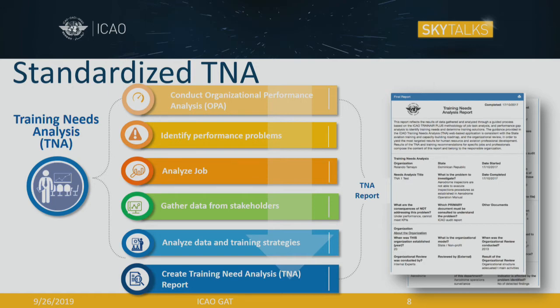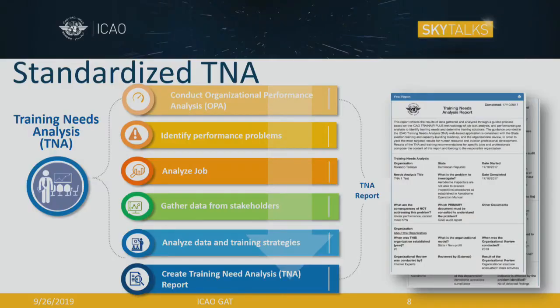So if you are not sure of what your training needs are, or you think you know what they are but you want to validate them, you could use ICAO's web-based tool, which will walk you through the training needs analysis from beginning to end. It begins with an organizational performance analysis, and you determine what the performance problem is, identify the symptoms of the problem, try to identify the cause of the problem and how it impacts the organization.